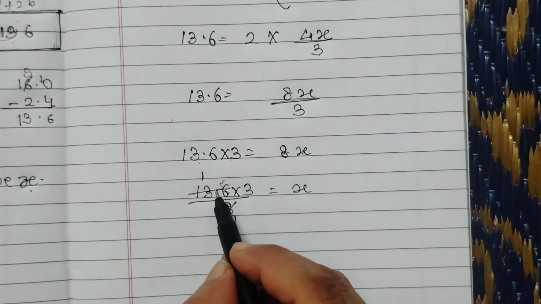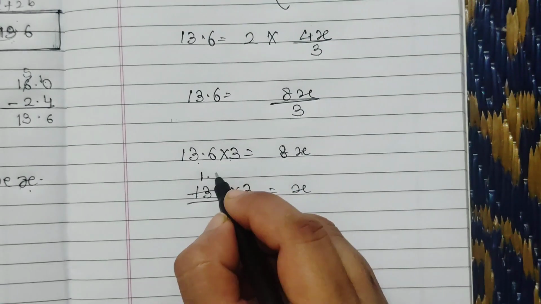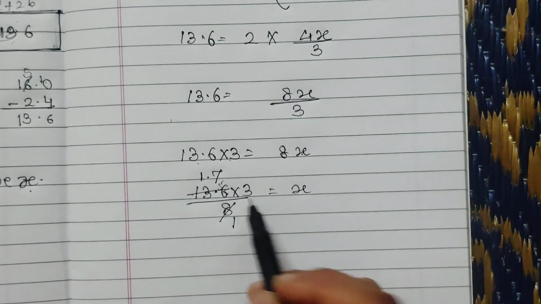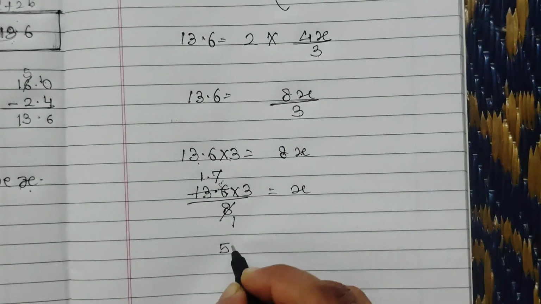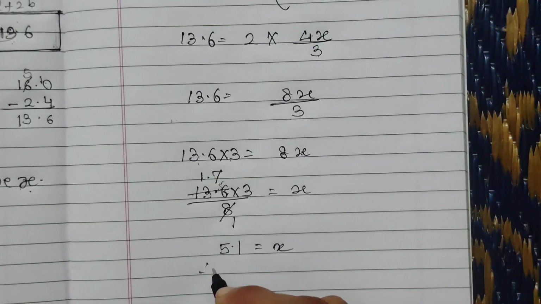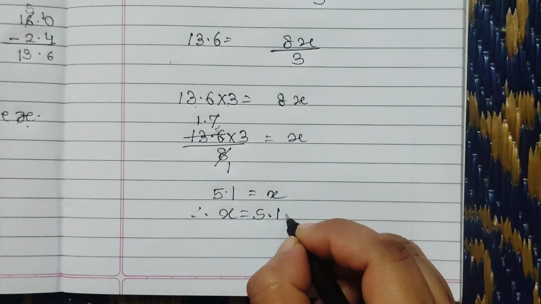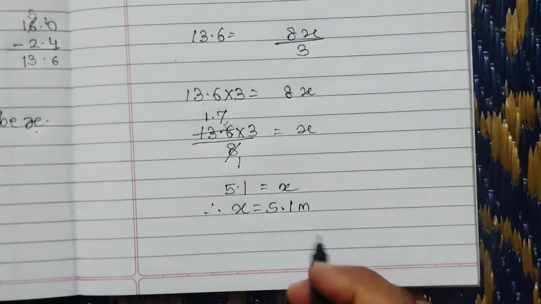Okay. But we have one decimal point in between, so we'll put the point. And 8 7s are 56. So what I got is 1.7 into 3. So what is 1.7 into 3? 5.1 is equal to x. Therefore, what we got as x is 5.1 meter.